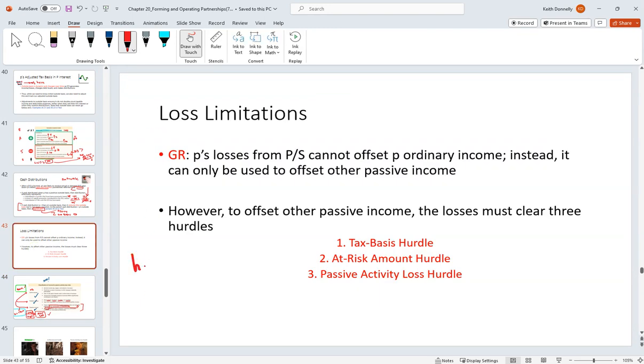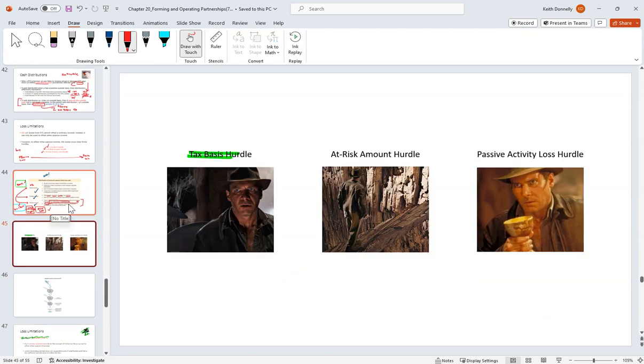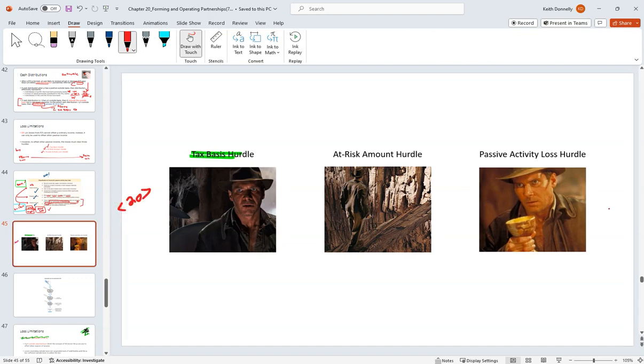And when we look at the hoops, right, we're trying to go from a passive loss to offsetting other passive income, right? There's three hoops you got to jump through, right? So say we had, what were the facts here? $20,000 loss, and we're trying to offset the 50 grand of rental income.